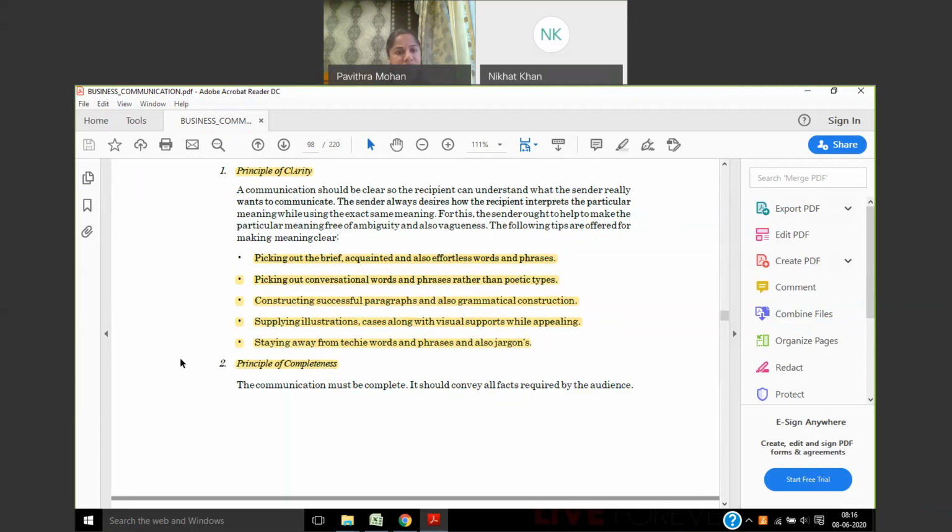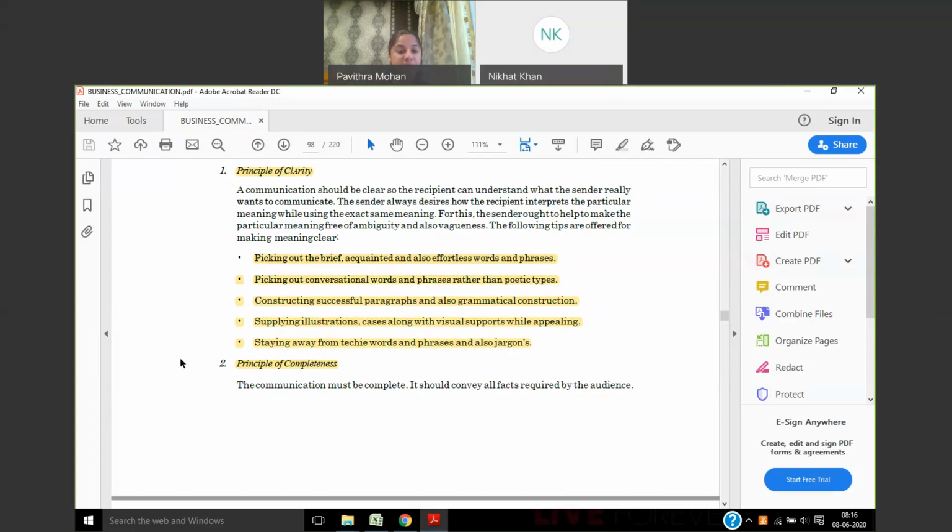Constructing successful paragraphs and grammatical construction also matters a lot. Let's say I have to give a notice, or a writing to a government department, or a legal petition or something like this. Then I have to ensure how I do the writing. There, the writing will not just be pertinent to providing information, but also to the way the information is expressed. All these things become very, very important.